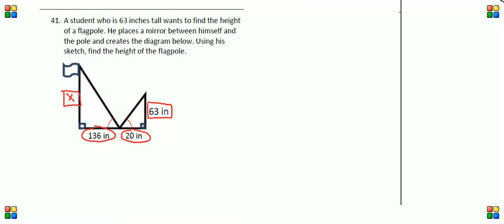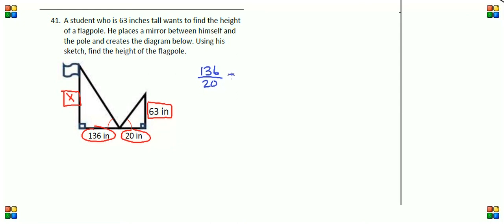So now all we have to do, now that we matched up corresponding sides, is to write a proportion. Let's put the bottom of the triangle in our first ratio. That would be 136 over 20. 136 came from the big triangle. 20 came from the corresponding side on the small triangle.